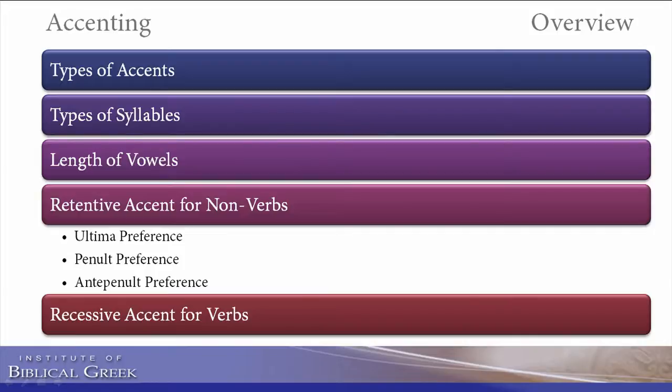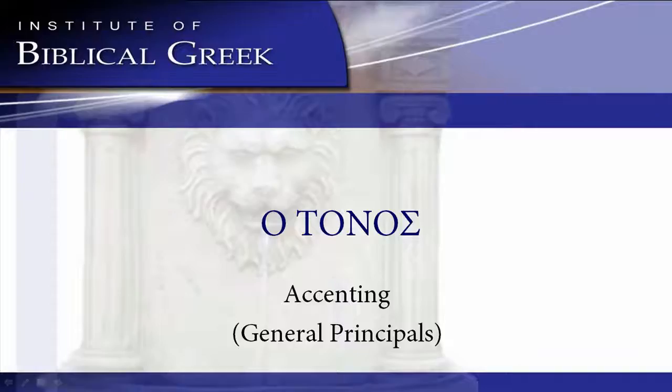You're welcome now to go on and watch the next videos, the retentive accent for non-verbs, and then the recessive accent for verbs. I know this seems like a lot of information right now, but basically it's about as complicated as a double play in baseball. If you think of the ultima as first base, that determines whether there's a force or not on second base and so on. So really the ultima is determining what is available as far as accenting goes, and that will become very clear as you watch the other videos.